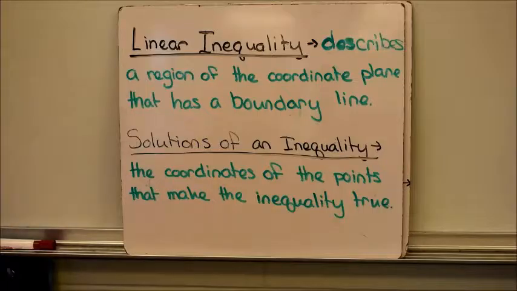Well, what are linear inequalities? They describe a region of the coordinate plane that has a boundary line. So when we're dealing with linear inequalities, we're not just dealing with a series of points in a straight line. We're dealing with a whole area of the coordinate plane that could be a possible solution to our inequality. And the solutions of an inequality are the coordinates of the points that make the inequality true. And you'll see a little bit more what that means when we graph a few of them.